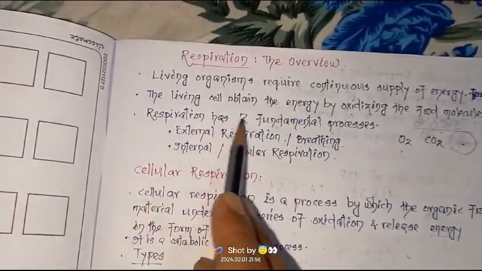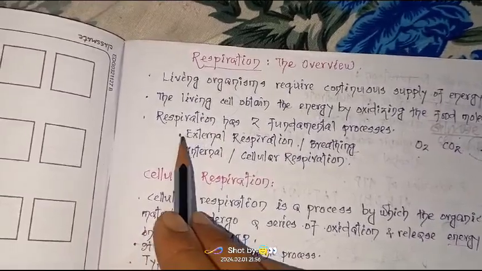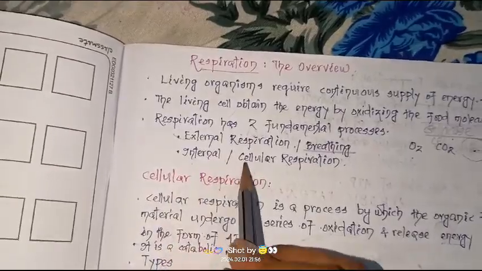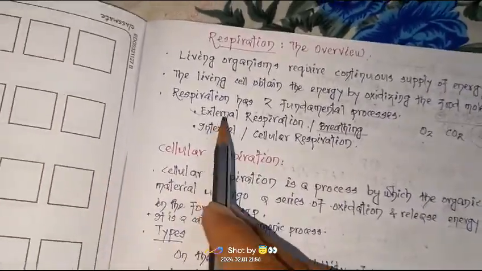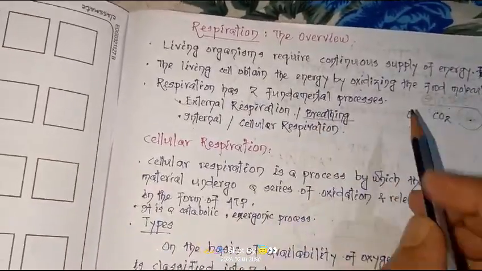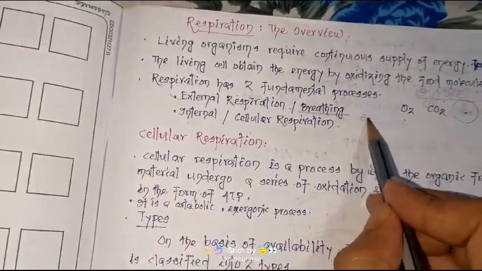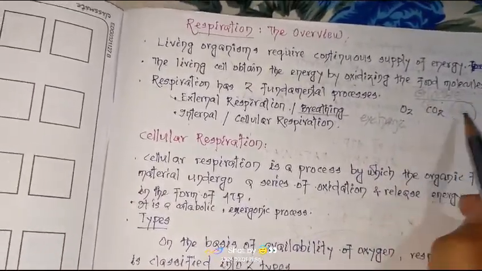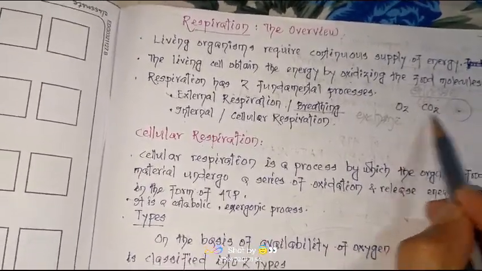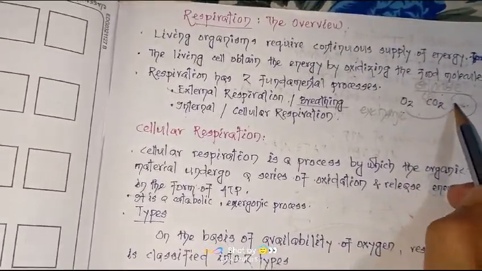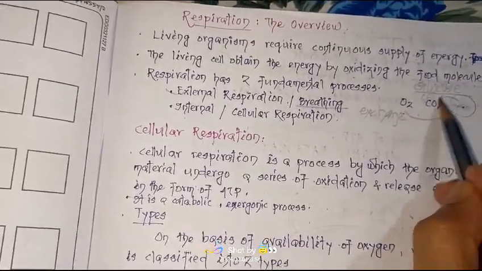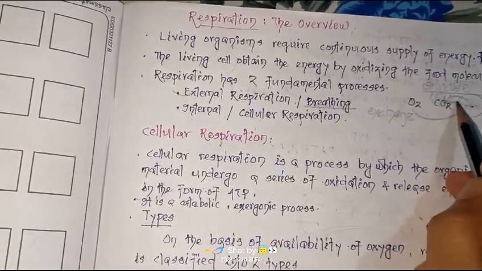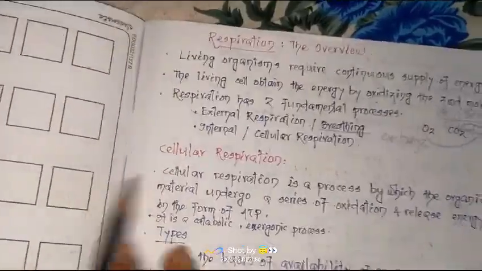Respiration has two fundamental processes. The first one is external respiration, also called breathing, and the internal respiration is cellular respiration. External respiration is breathing, also known as the exchange of gases between the environment and the body of the organism, where oxygen is inhaled by the organism and carbon dioxide is exhaled. This is called inspiration and this is called expiration. This is external respiration or breathing.